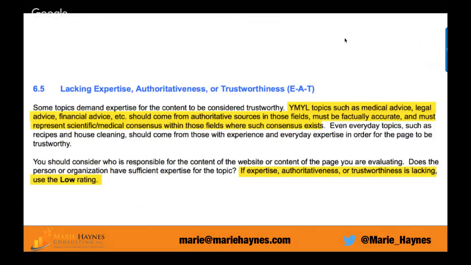And this is in the guidelines as well. You can see the last thing that I've highlighted in this section from the guidelines is that if EAT is lacking, then the quality raters are supposed to mark this page as a low quality page. And so this is something that we really need to pay attention to.